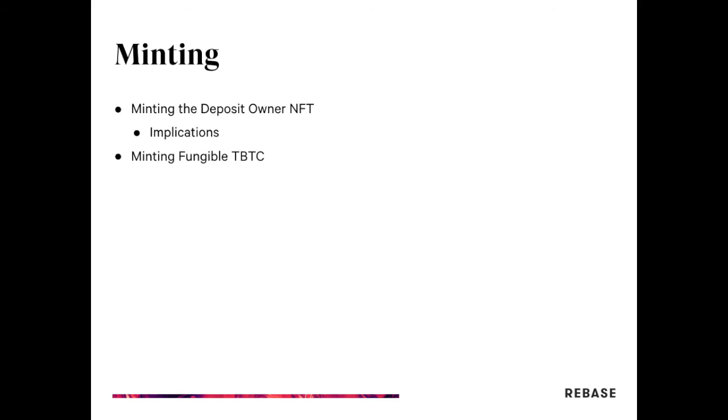I guess that 0.005 tBTC is a function of the lot size and not a system parameter itself, but I'm curious about that. If the original depositor transfers their deposit owner token to someone else, then they also get another NFT, which is called a beneficiary token.